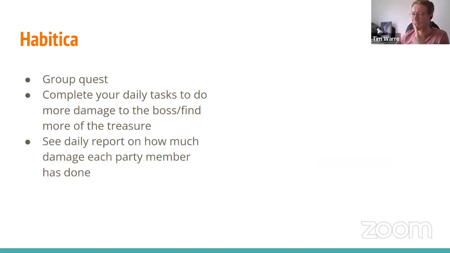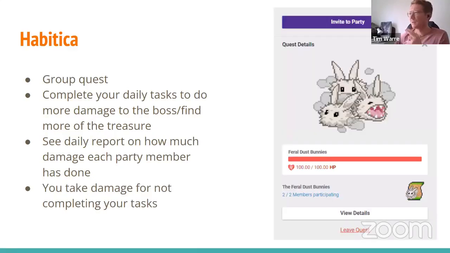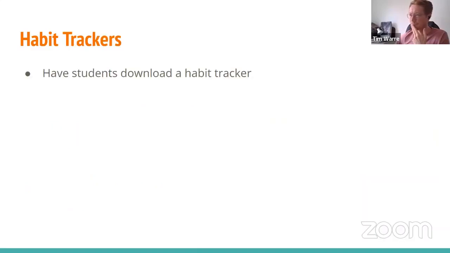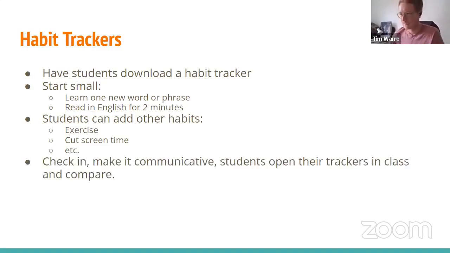Like I said, you see the daily report of the damage each party member has done. So it's a nice way of sort of gamifying habit tracking. So get them to download a habit tracker, start small, like I just said, and they can add more habits that they want. If they're interested in getting more into exercise or cutting their screen time, they can add these extra things as well, as much as they like.